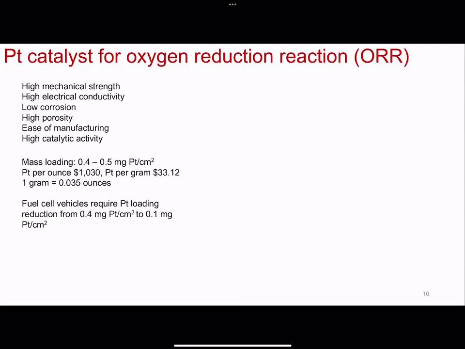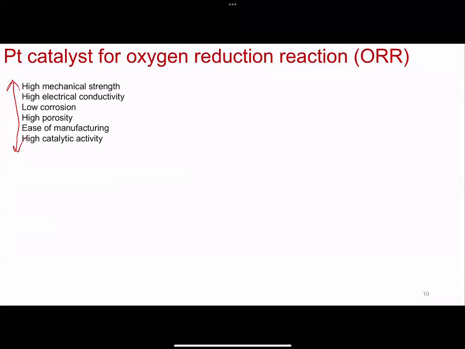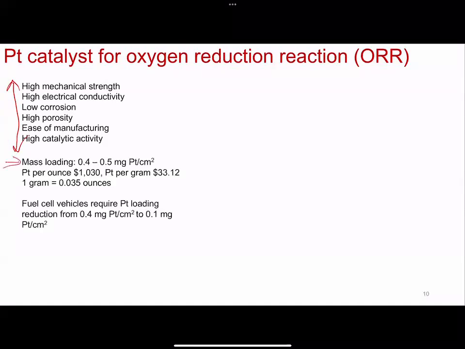Yes, we nanostructure platinum because of all these reasons. In the book, it's pretty fabulous in terms of having high mechanical strength, electrical conductivity, low corrosion. It's a noble metal, it's not that reactive. It can have high porosity if you manufacture it just right. Ease of manufacturing. Notice I didn't say ease of mining. And then also high catalytic activity. The mass loading of, say, a typical electrode is about 0.4 to 0.5 milligrams of platinum per centimeter squared, so that's actually not that much.